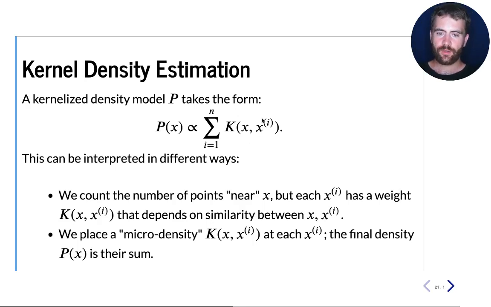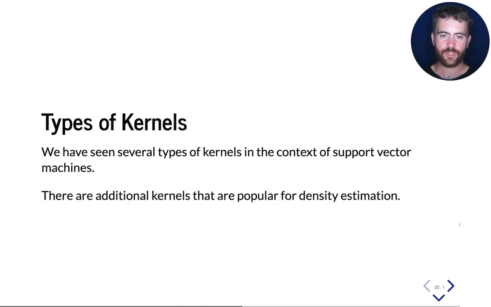And so again, this formula here can be interpreted in two different ways. The first way that I mentioned is that we count how many points are near x, but each point has this weight, which depends on the similarity between the 2 points. Or we can also think of it as placing a mini density function k. Again, k is large when these two are similar, and so in a way this is a form of micro density function at point xi, and then the final density is going to be their sum. I will explain in a second what I mean by this second interpretation.